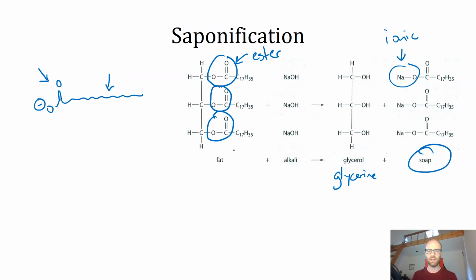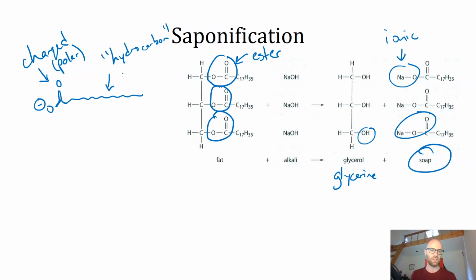So just first to be clear, this is kind of the opposite of esterification, because we take our ester, we react it with base, and what we get here is an alcohol, and then this is the conjugate base of an acid. This looks like an acid that has a sodium instead of an H. And when that acid is missing that H, what happens here is this is charged, so that would be polar, and this is hydrocarbon-like, which is nonpolar.